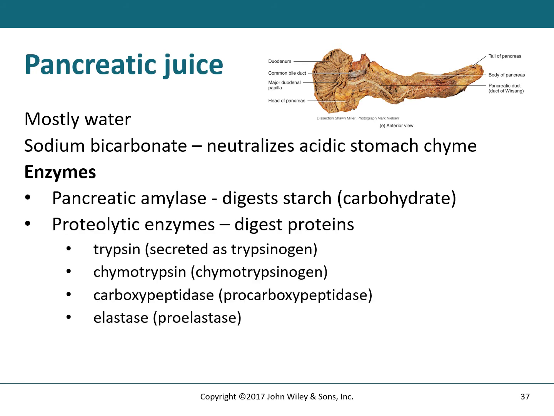You have a variety of proteolytic enzymes. And when I say proteolytic, that means they digest proteins. And they actually secrete these enzymes in their precursor forms, just kind of like we learned that pepsinogen was secreted. So trypsin is actually secreted as trypsinogen. Chymotrypsin is secreted as chymotrypsinogen. Carboxypeptidase as procarboxypeptidase. And elastase as proelastase. And these are all going to help with protein digestion.